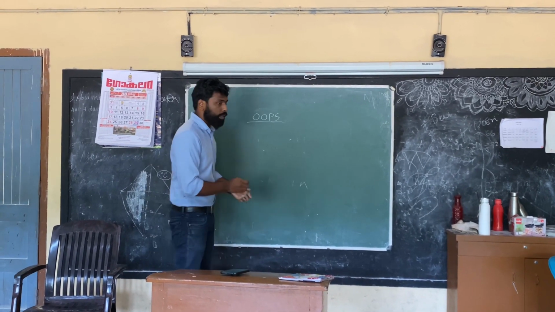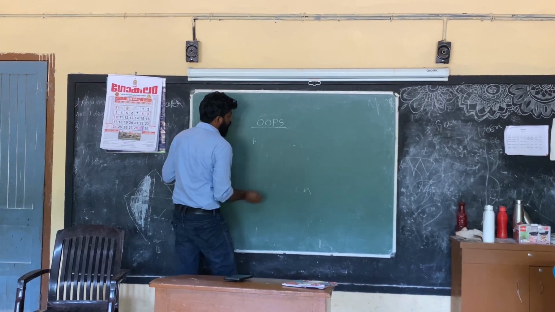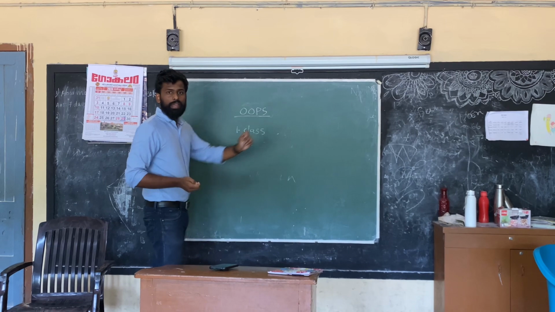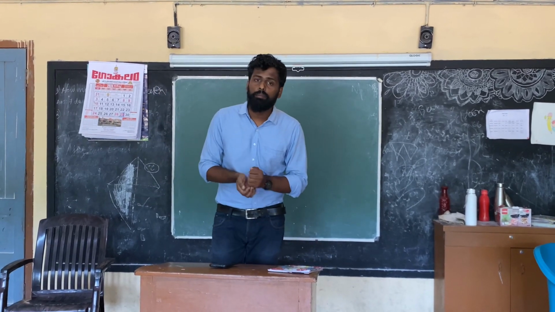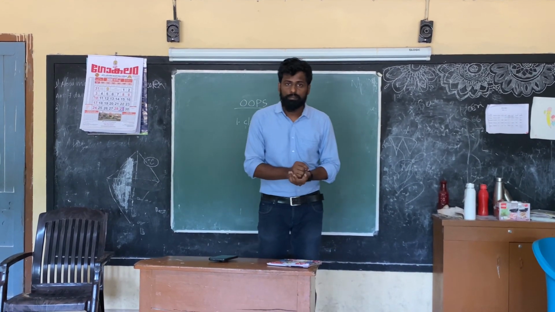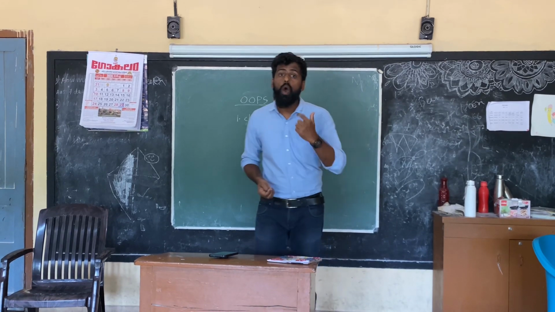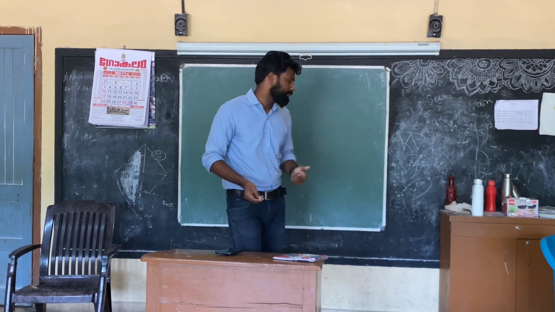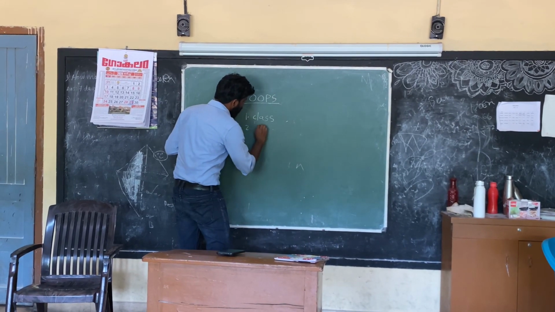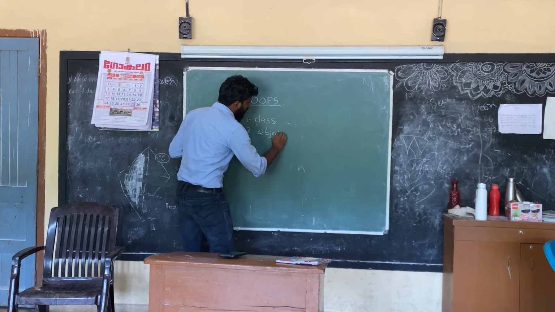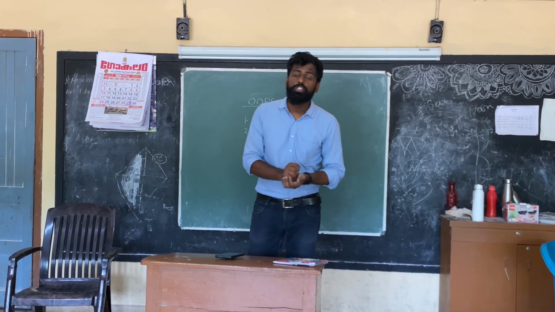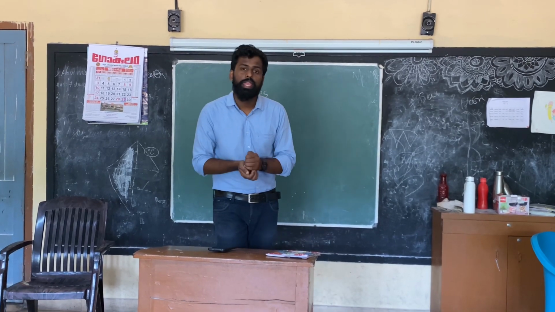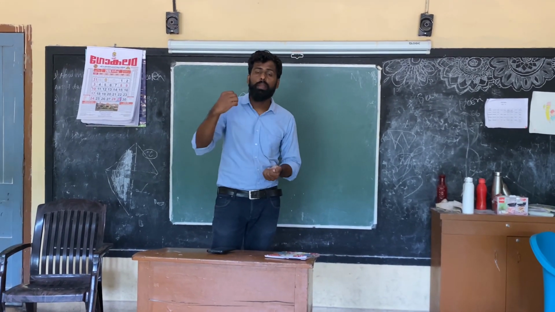The first thing was class. So what do you mean by a class? Class is nothing but a collection of data, a collection of objects. The next thing we need to know is what an object is. An object is a real world entity which has a behavior and a property.